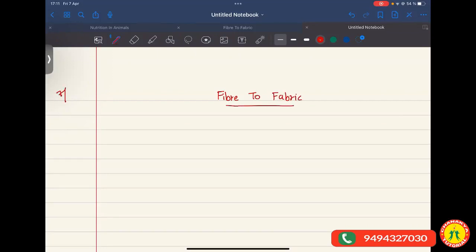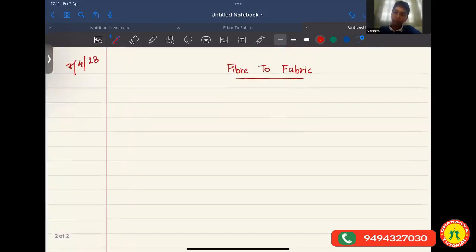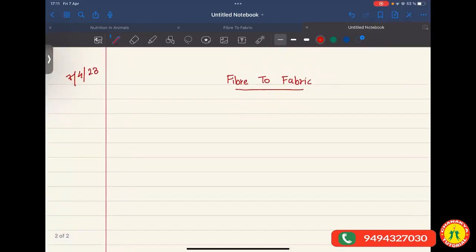Ma'am, I did not read about fiber to fabric in 6th grade. Okay, so only Varshit has learned it. Yes, ma'am, I have learned it. Can you tell me what you learned? Ma'am, I learned about animal fibers, natural fibers, man-made fibers, and about cotton and jute.